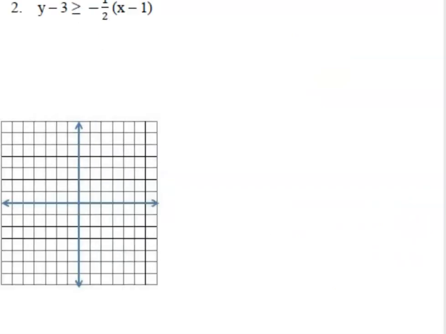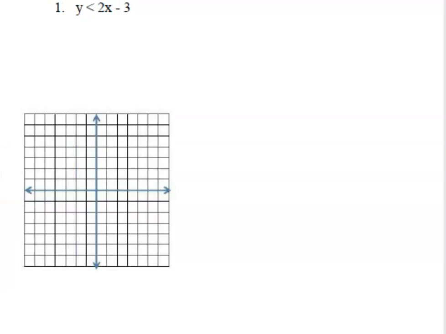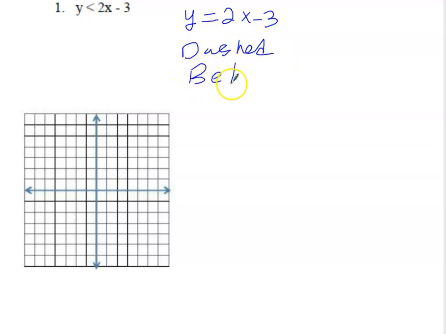Right? So we have y is less than 2x minus 3. Firstly, we're going to graph the line 2x minus 3. We are going to use a dashed line because we don't have the or equal to part. And we're going to end up shading below this line because we have a less than, right? So we know those three things going into it.